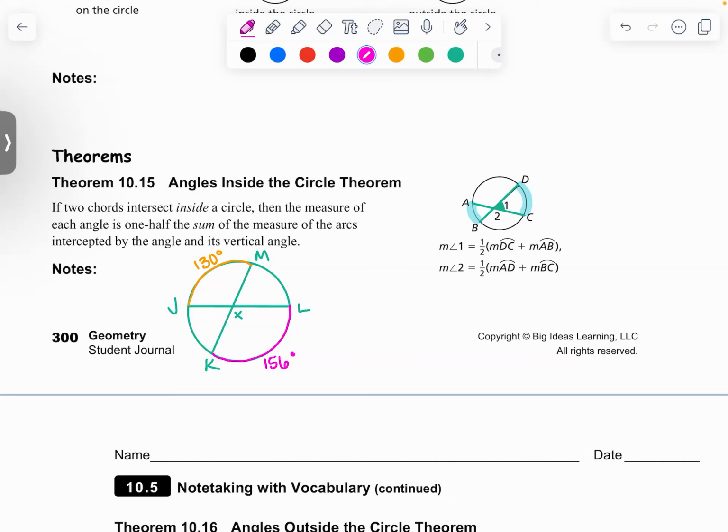Okay, so in order to find the measure x, notice how we have two chords inside of our circle. We can take 130 plus 156 and divide it by 2. Get that for me? 143.